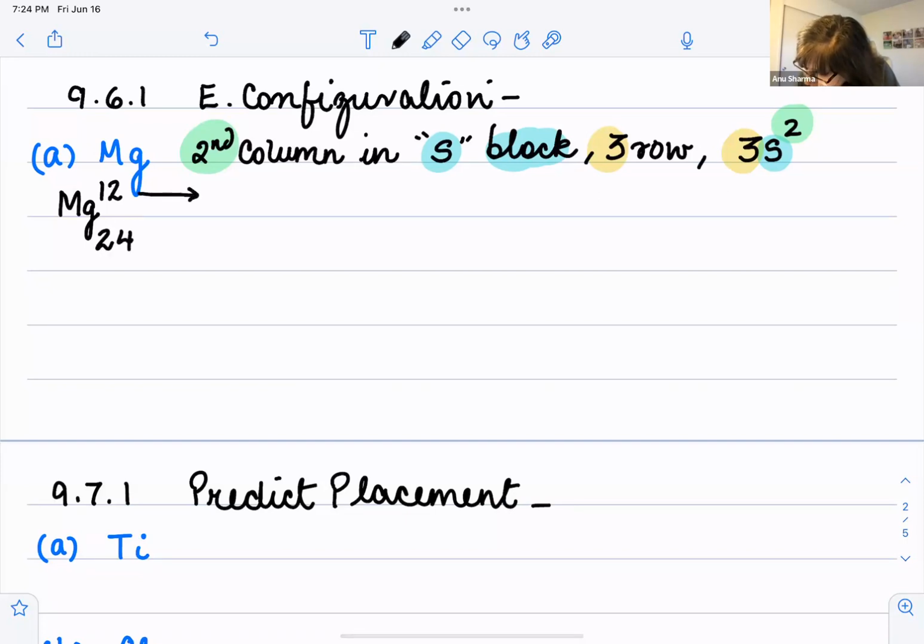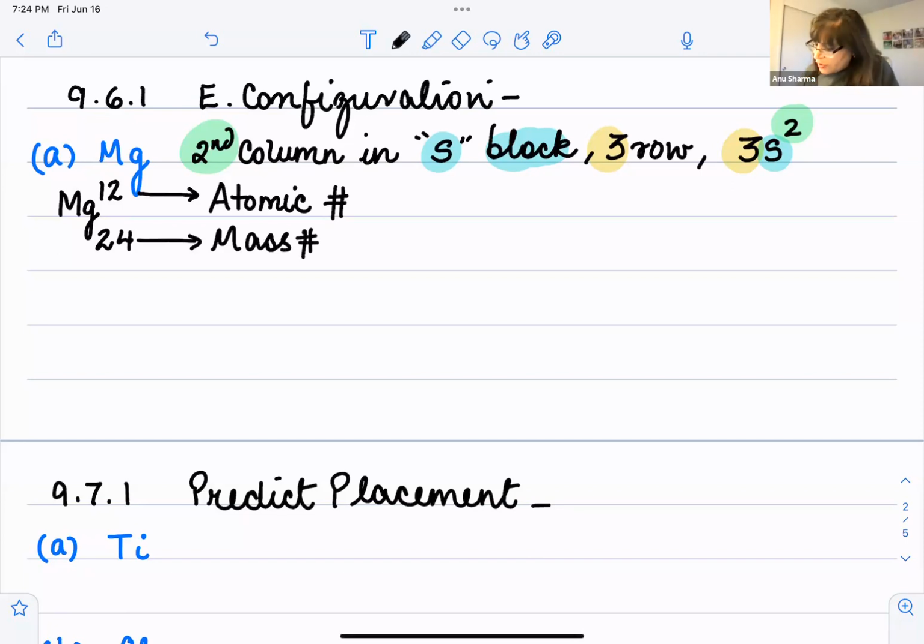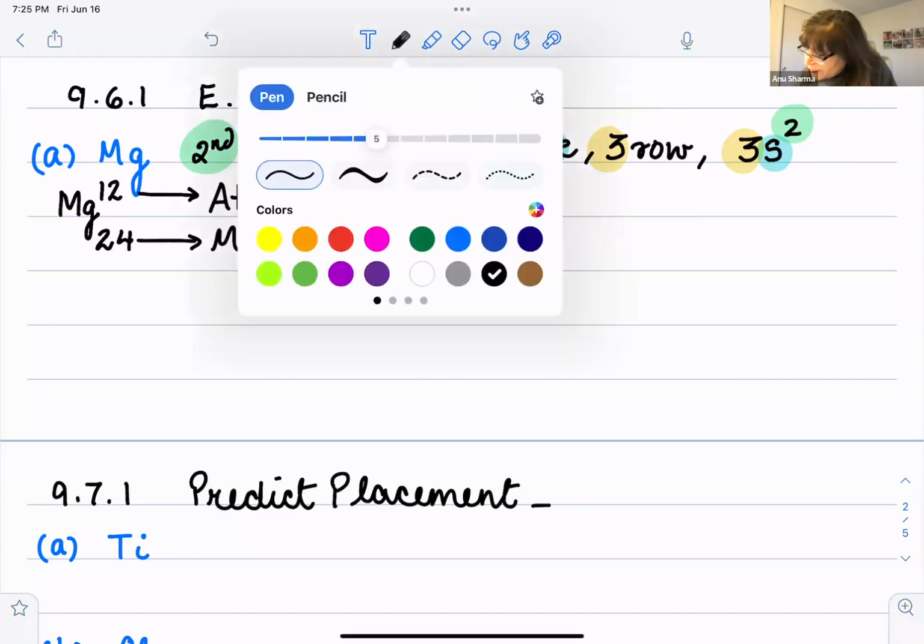Remember, this is the atomic number, and this one is the mass number. So we are not going to touch the mass number here. The atomic number represents the number of electrons. So we need to place 12 electrons.